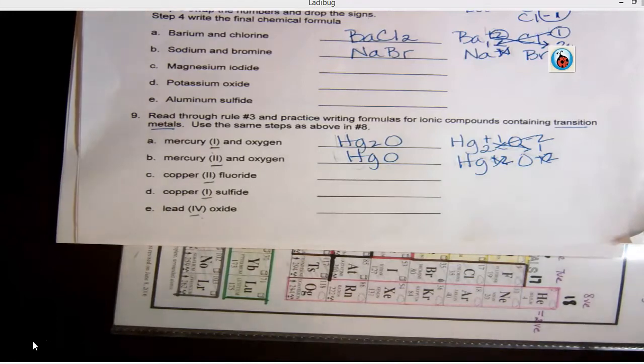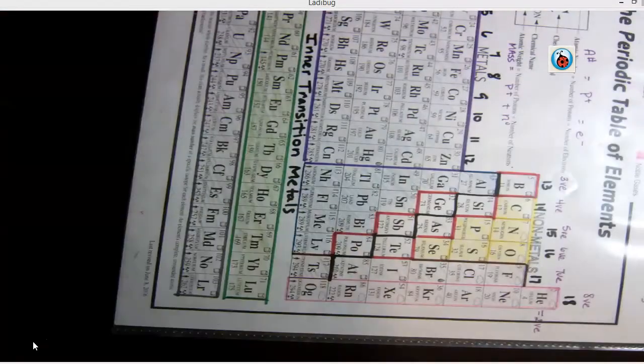All right, let's see if you can complete C, D, and E on your own. Stop the video. See if you can complete those. And I can check them for you if you want me to. I'm going to continue on to our polyatomic ions.